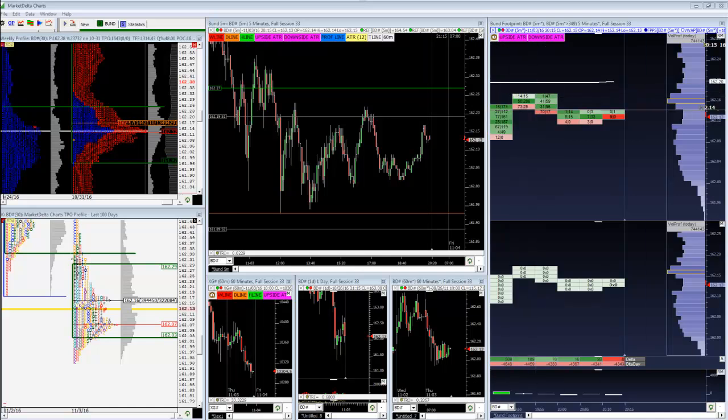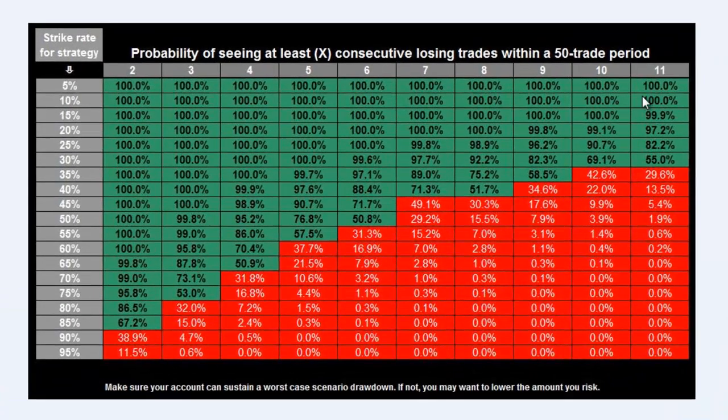You also really want to know what to expect. It really helps you with your confidence. I posted this many times on Twitter. So what you do is, as you grow as a trader and you start to journal your trades, which we'll talk about a bit later, you're going to understand what your strike rate is. And as you understand what your strike rate is, you read across from left to right, and you can see the probabilities of getting a certain number of consecutive losing trades within a 50 trade period.